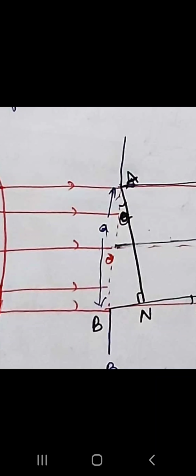Now, first we consider the point P on the screen. The speciality of this point is that if you join S, O and P, you get a straight line, where O is the midpoint of my slit. The secondary wavelets traveling in a direction parallel to OP, this dotted line shows OP, the secondary wavelets traveling in a direction parallel to OP emerging from the corresponding points in OA and OB travel equal distances.